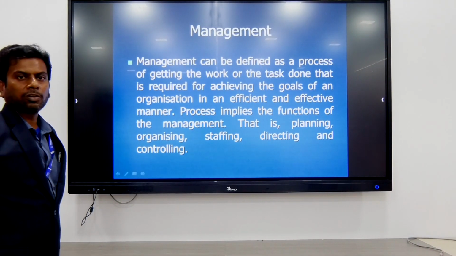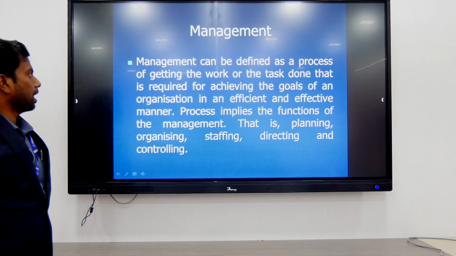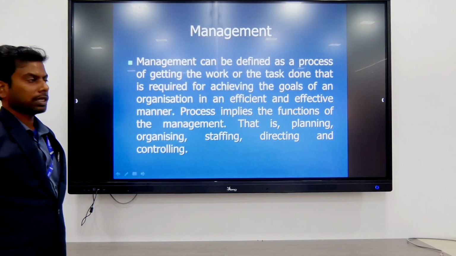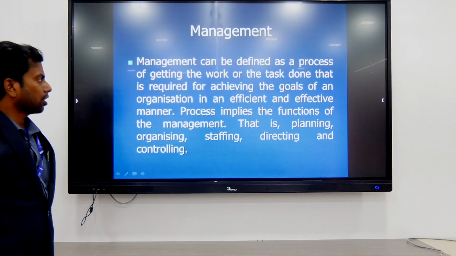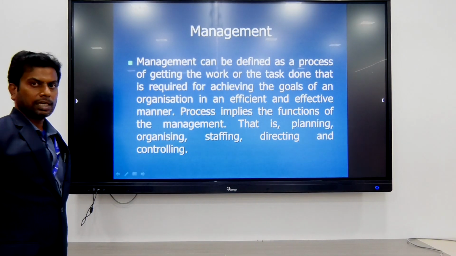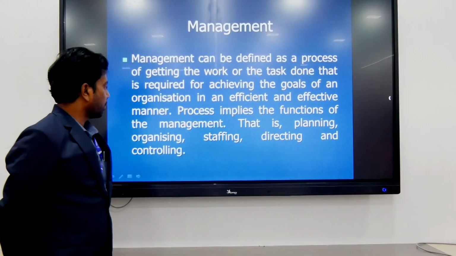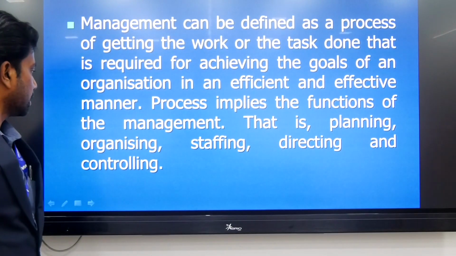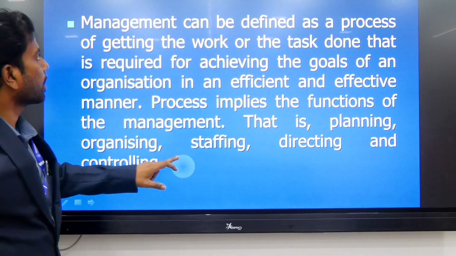So first of all, I am going to explain what is management. Management can be defined as a process of getting the work or task done that is required for achieving the goals of an organization in an efficient and effective manner. The process implies the functions of management, that is planning, organizing, staffing, directing and controlling.